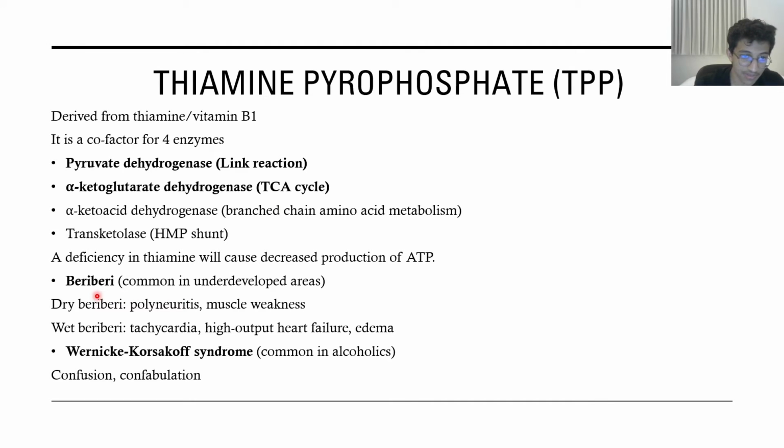The first one is beriberi. Beriberi is more common in underdeveloped areas, and there are 2 types. Dry beriberi, which causes polyneuritis, which is inflammation of multiple peripheral nerves in the body, and muscle weakness. Wet beriberi causes tachycardia, high output heart failure, where the heart has a high output of blood, but cannot accommodate the body's needs, and edema, which is fluid buildup, especially in the lower limbs.